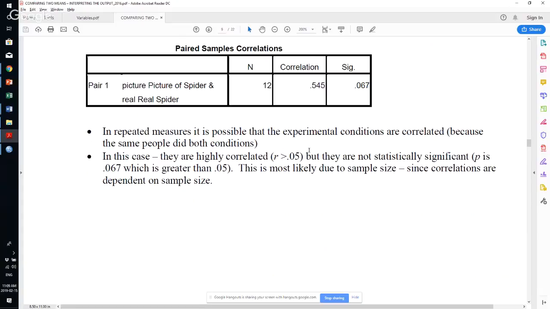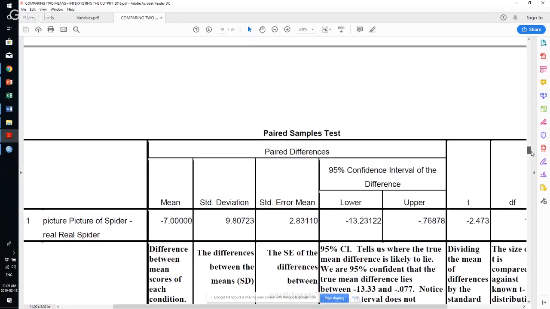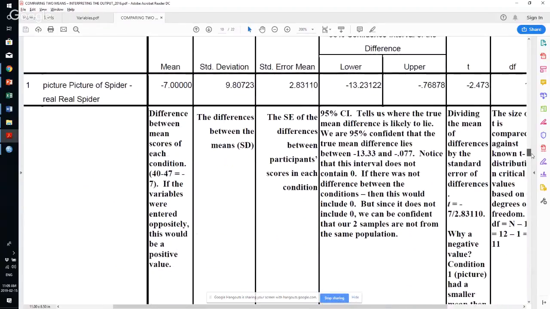Then I go down again, and you'll see this is hard for me to show on here. So look at your table.